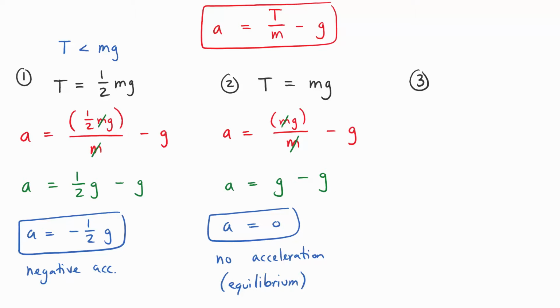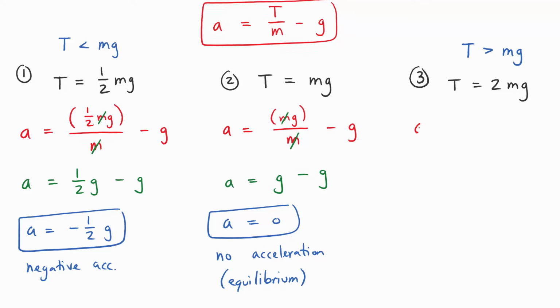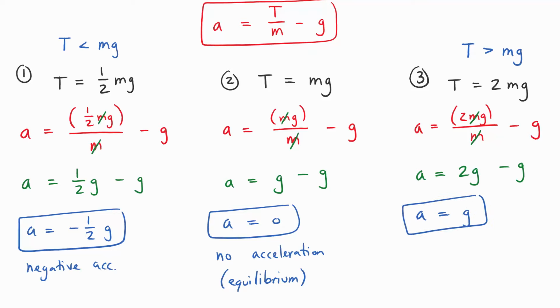The third situation was the tension is greater than the weight. To check this, we can say the tension is double the weight. Let's go ahead and plug this in. A equals double mg divided by m, minus g. Once again, the masses cancel. We have acceleration is 2g minus g. So this is 2 of something minus 1 of something, and 2 minus 1 is just 1. So the acceleration is equal to g, which is a positive acceleration, just like we predicted before.